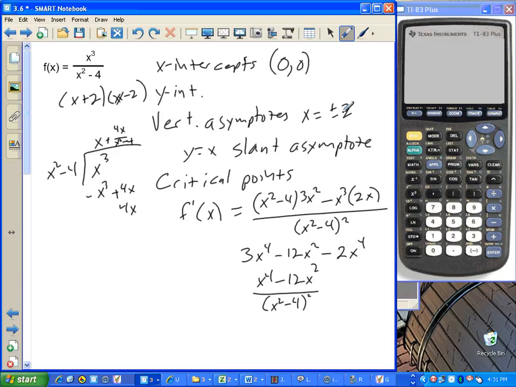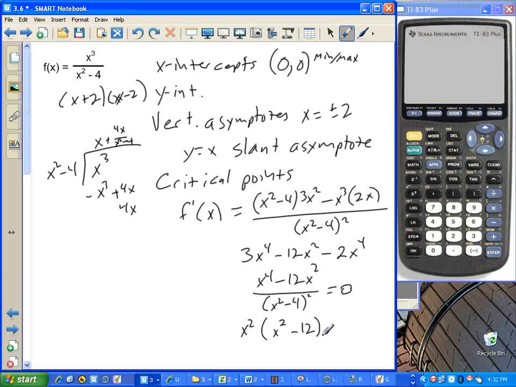So I already know there's vertical asymptotes at plus or minus 2, and those would be critical points too, but since they don't exist on the graph, we're not going to have to worry about those. I really just need to worry about when this top equals 0. So I could factor out an x squared. Oops, that should be 2 now. Okay, so that's going to give me a critical point at 0. So 0, 0 is also a relative min or max.